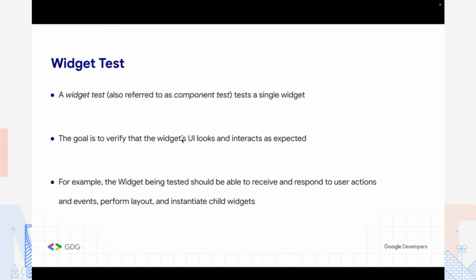So we can test the widget's UI, and we can even test how the widget interacts with the different elements on the screen. The widget that is being tested should be able to receive and respond to user actions and events, perform layout, and instantiate child widgets. Which means if I have a screen and a button on that screen, my widget should interact with this button, and that's how we can perform testing.